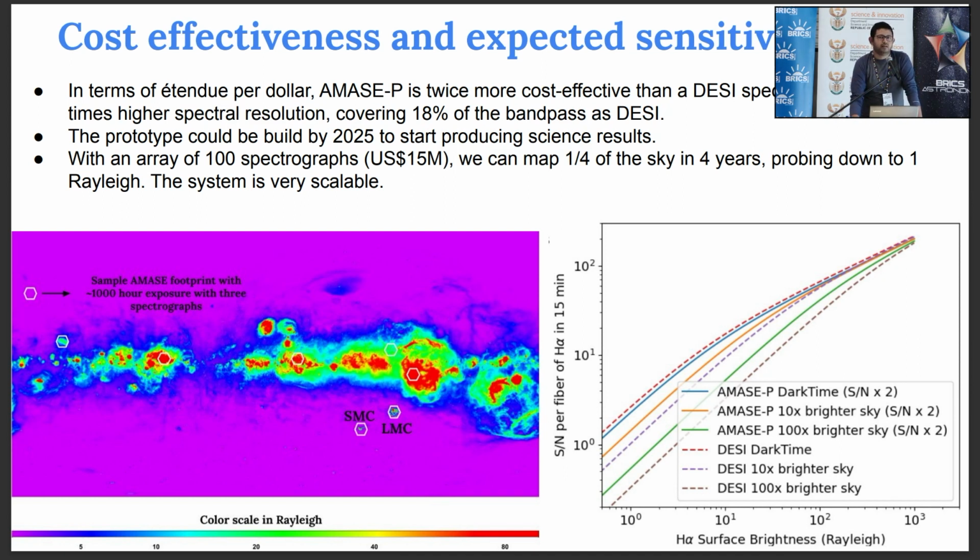The idea is that if we can demonstrate how good the data is, how well we can observe within those 300 square degrees, then with 100 spectrographs in each hemisphere, we can cover a quarter of the sky in just 4 to 5 years. The prototype is going to go down to 10 Rayleigh, but the main survey can go down to 1 Rayleigh. So that's just really faint.